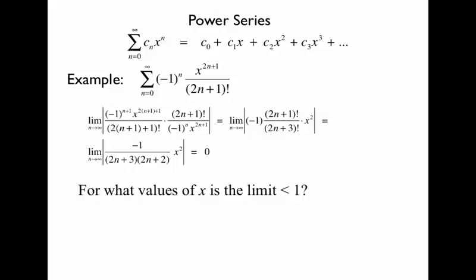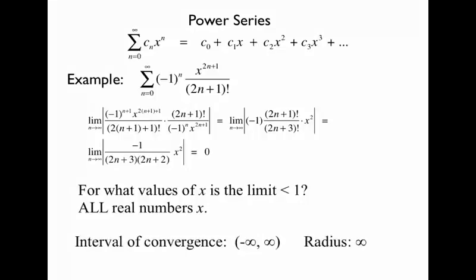So for what values of x does it converge? Anything. All real numbers. How do we describe the radius? Infinite. So the interval is all real numbers. The radius is an infinitely long radius.